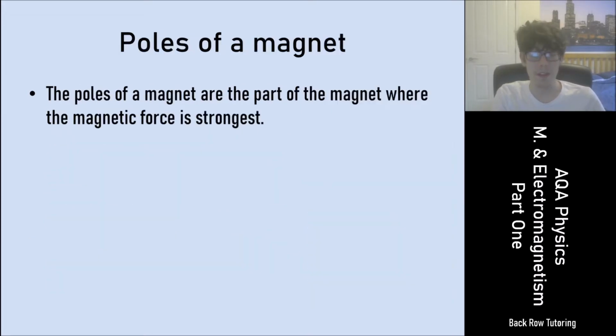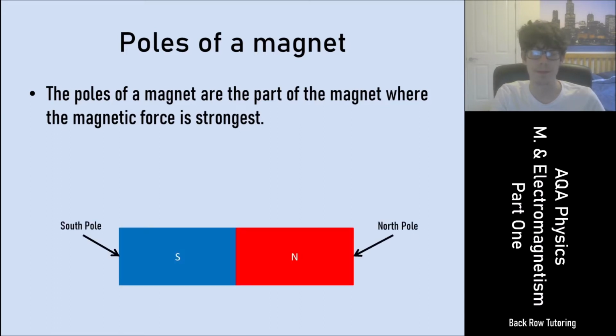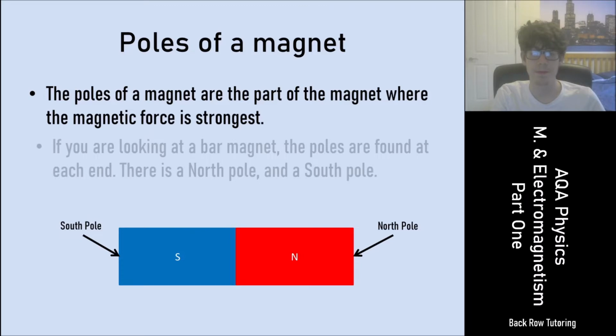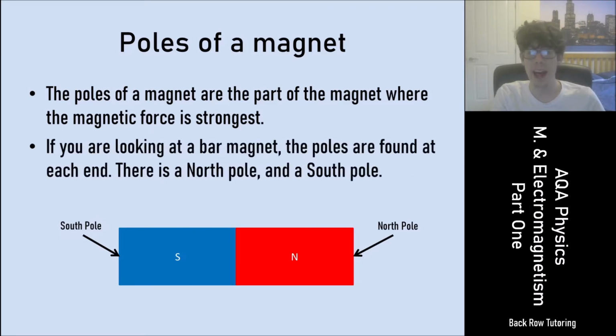The poles of a magnet are the part of the magnet where the magnetic force is strongest. If you are looking at a bar magnet, as you can see here, the poles are found at each end. There is a north pole, which is marked N here, and a south pole, which is marked S here.